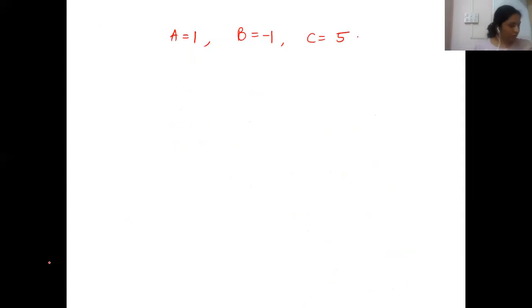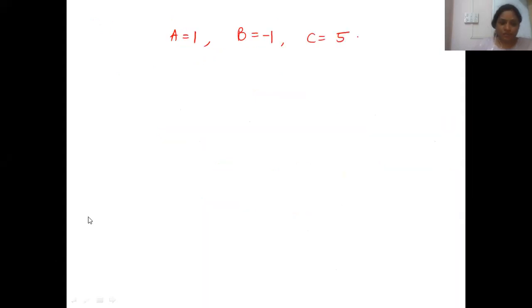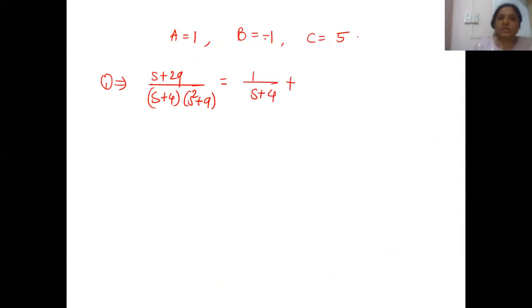So we got the values and then you can put them in your equation number one. Call this equation number one. Okay, so equation one becomes (s plus 29) upon (s plus 4)(s square plus 9) is equal to A upon s plus 4, so A is 1, so 1 upon s plus 4 plus (bs plus c) which is minus (s plus 5) upon s square plus 9.